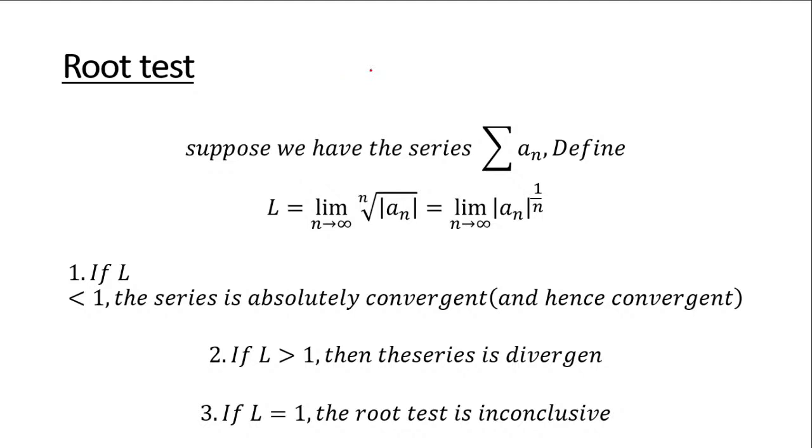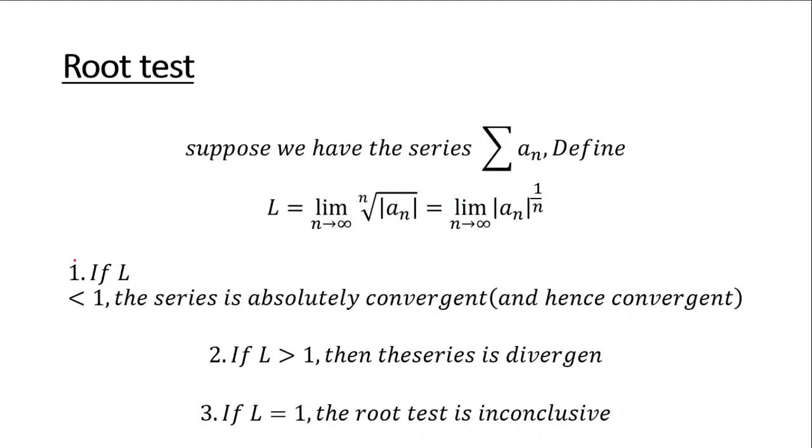With the root test, when you talk about root, you're taking the nth root, not the square root, so that's the power 1 over n. Suppose we have the series a_n, and L is the limit as n approaches infinity of the nth root of a_n. With this, it's the same approach: the root test uses the same conditions as the ratio test.